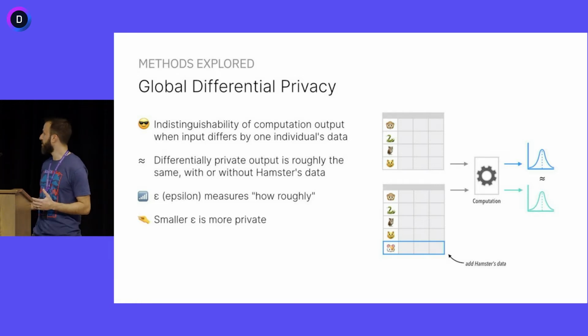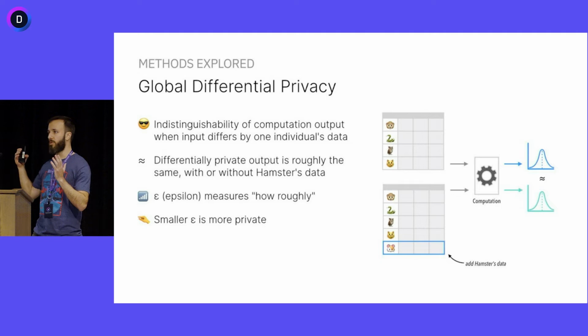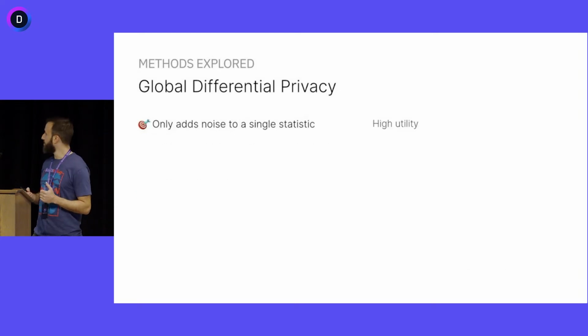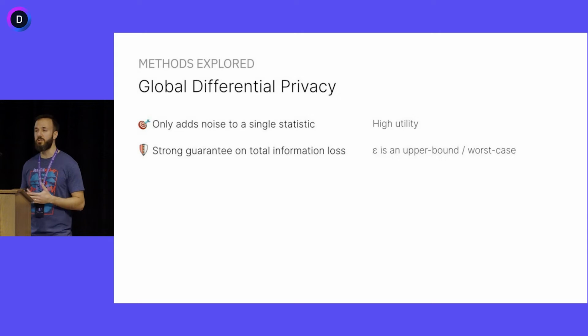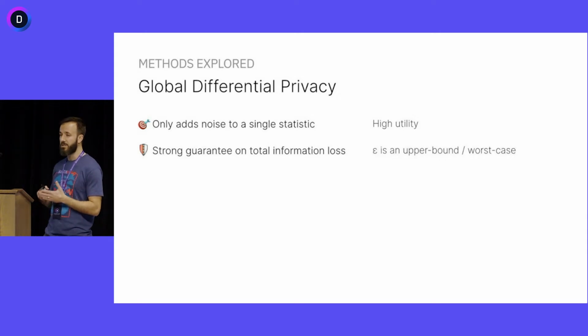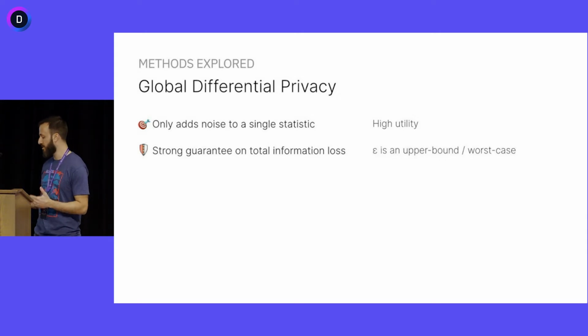And the closer epsilon is to 0, the more private we are. And then the larger epsilon, the more risk there is of leaking information. And so this is nice because it only adds noise to a single statistic. And so this leaves us with high utility. Differential privacy is unique in that it's a strong guarantee. And so this is an absolute worst case scenario on information loss.